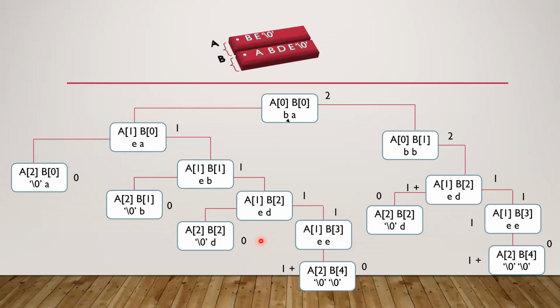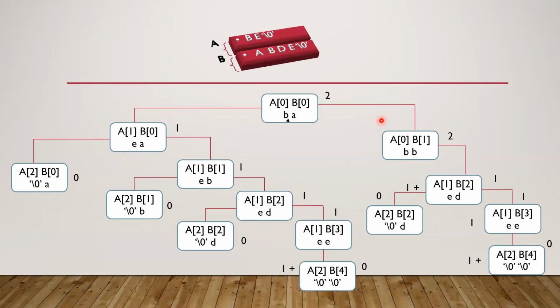0 and 1, the maximum is 1, so the result is 1. Here also 0 and 1, so the maximum is 1, so the result is 1. Here is also 0 and here is 1, so the maximum is 1, so the result is 1.